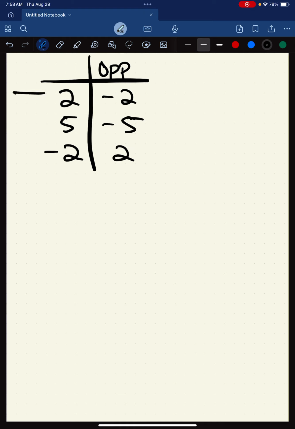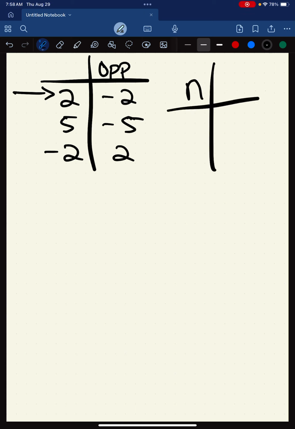And you can see that this opposite operation is what we would call symmetric. So if we have any number, just think of your favorite number. I'll call it n.